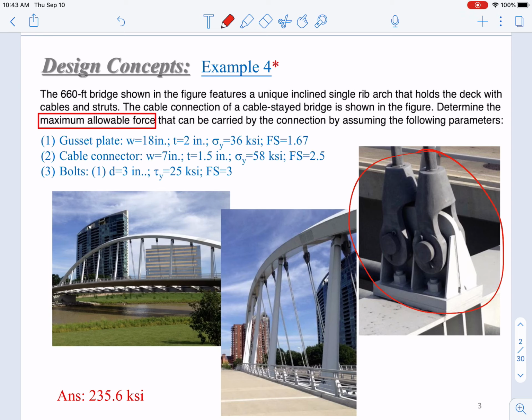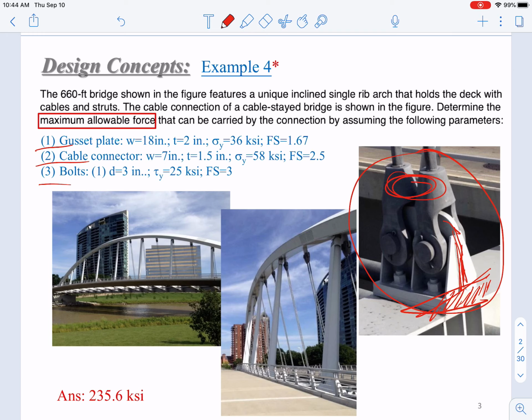You can see that in this connection we have 3 parts basically. It's shown here: gusset plate, cable connector, and bolts. This plate is called the gusset plate. It's just a plate connected to the support with 2 holes on it. We can assume that this is a rigid support.